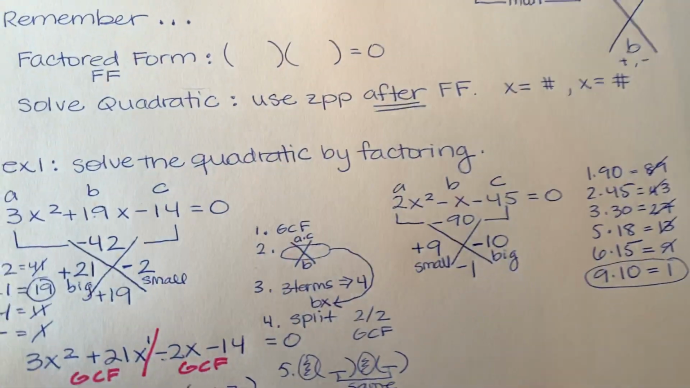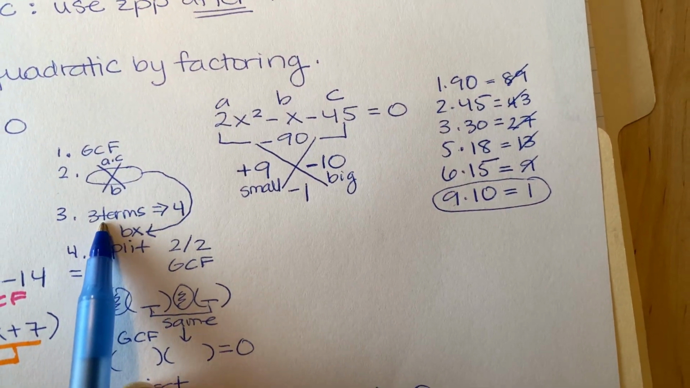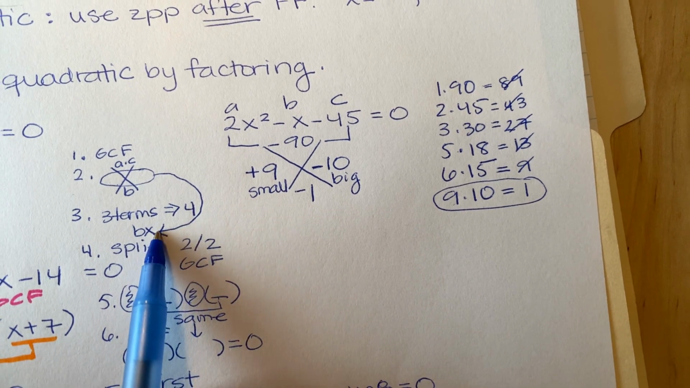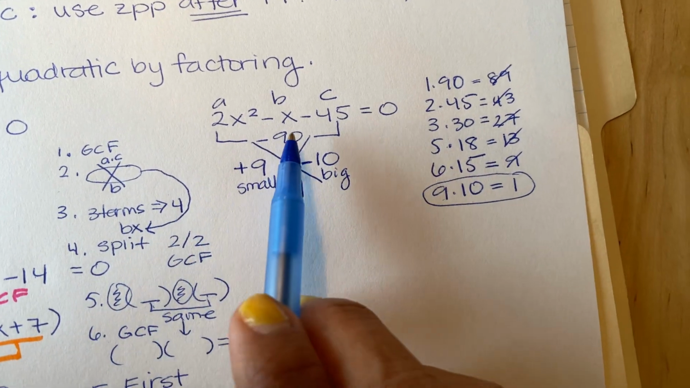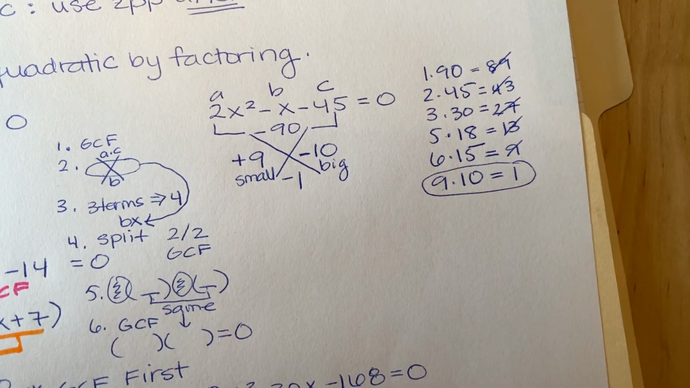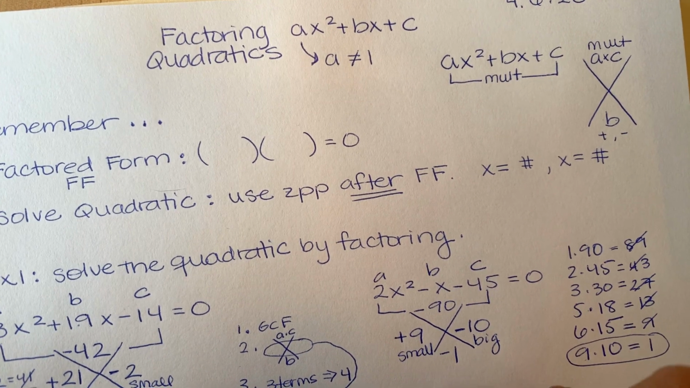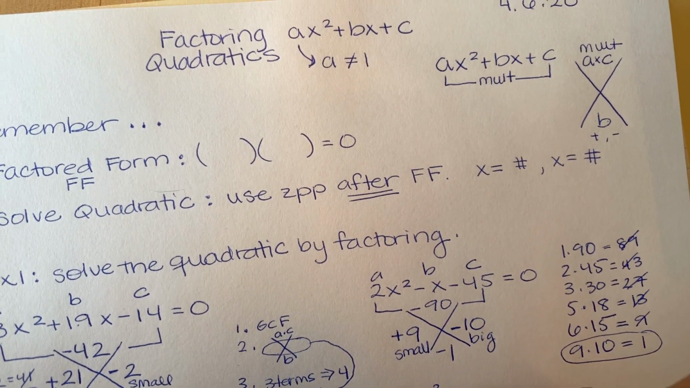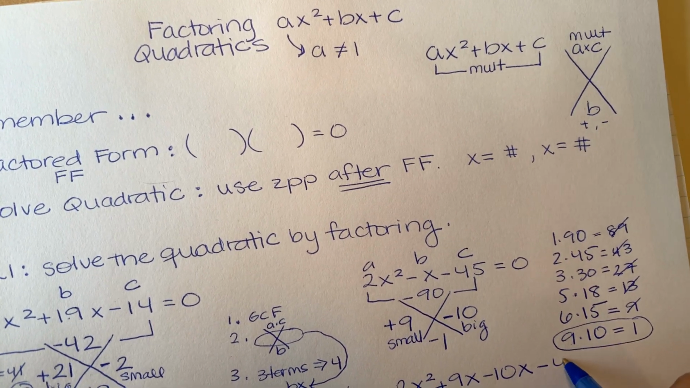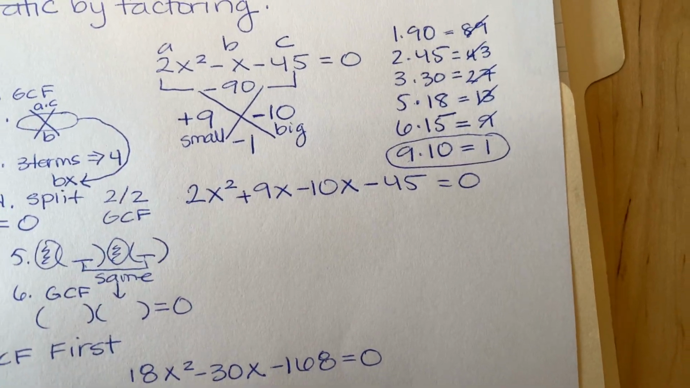All right, moving on. Now the third step is make your quadratic, your 3 terms, into 4 terms by expanding out the bx term. So instead of -1x, I'm going to replace it with 9x and -10x. And so I get 2x squared plus 9x minus 10x minus 45, and then equals 0. Oh, sorry, I wasn't aligned for you.